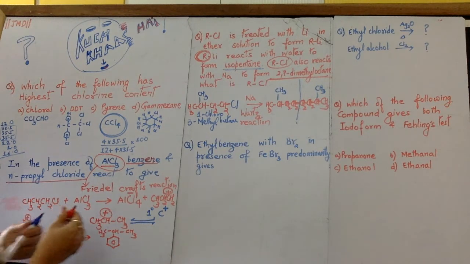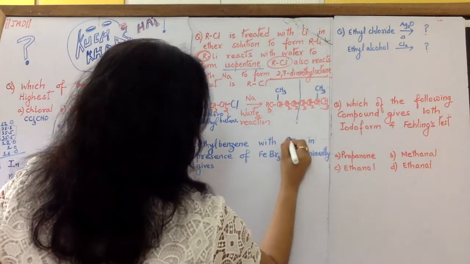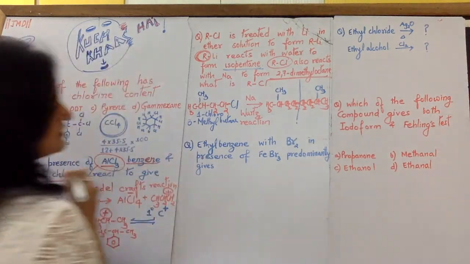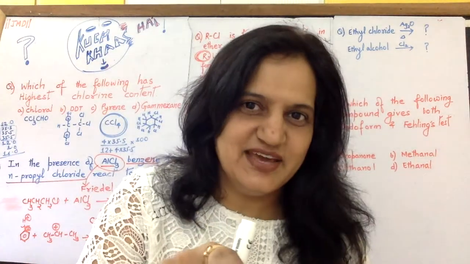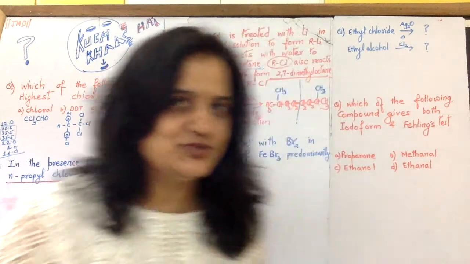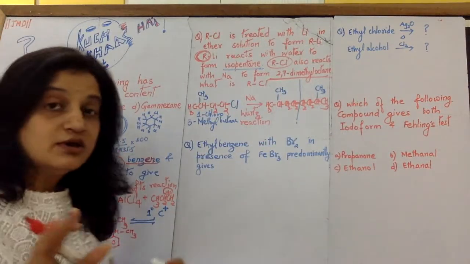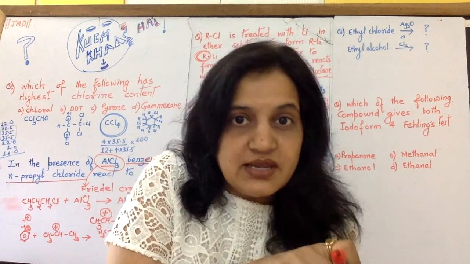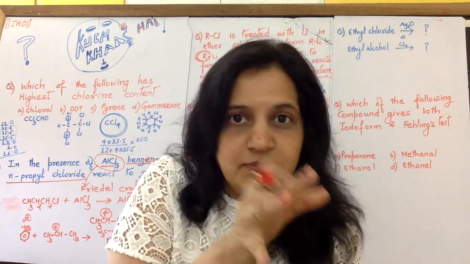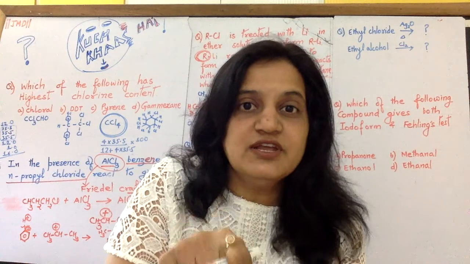Okay, now ethyl benzene reacts with bromine in presence of FeBr3. This is also interesting. Bromine with FeBr3 is again electrophilic substitution of benzene. देखो क्या याद रखना है, जैसे हमने क्लोरीन AlCl3 में लिया, क्लोरीन डार्क में लिया, ब्रोमीन डार्क में लिया, ब्रोमीन FeBr3 में लिया, तो इलेक्ट्रोफिलिक सब्स्टिट्यूशन.